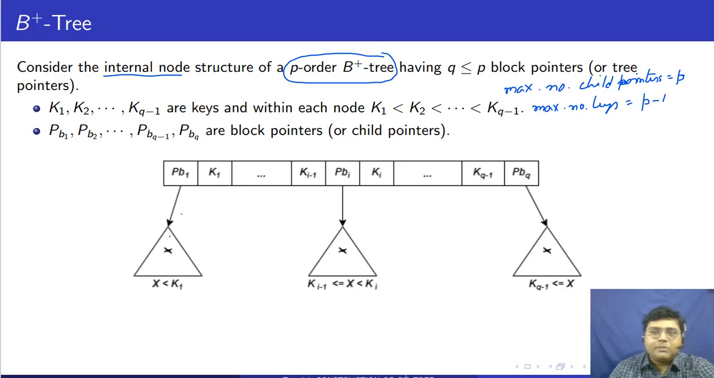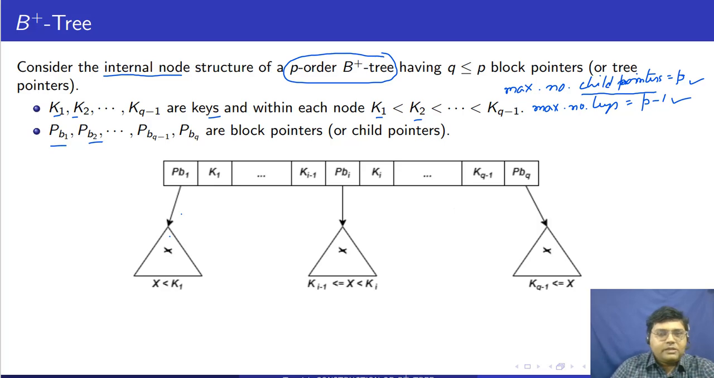So the maximum number of child pointers per node is P, and the maximum number of keys is P minus 1. Many times you will refer to this child pointer as a block pointer. Now we are considering k1, k2, and so on. These are our keys, and inside the node k1, k2 all will be in ascending order. And PB1, PB2 are the block pointers or child node pointers.